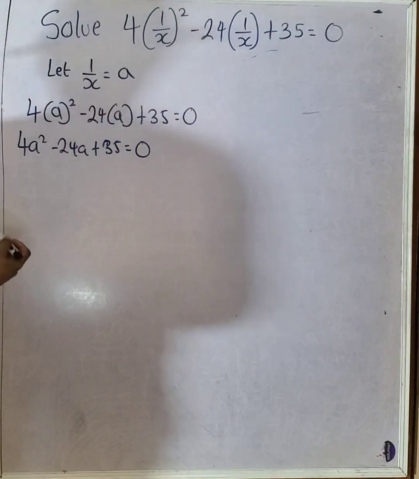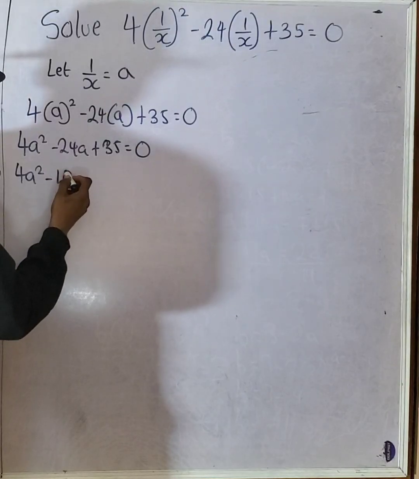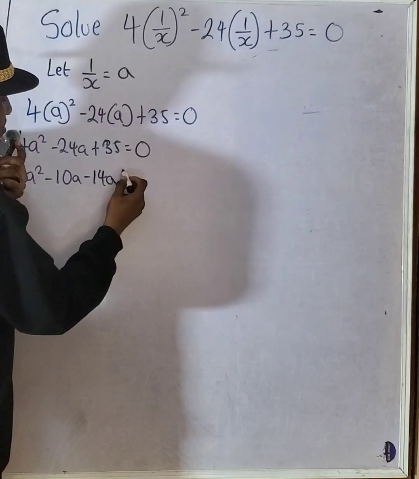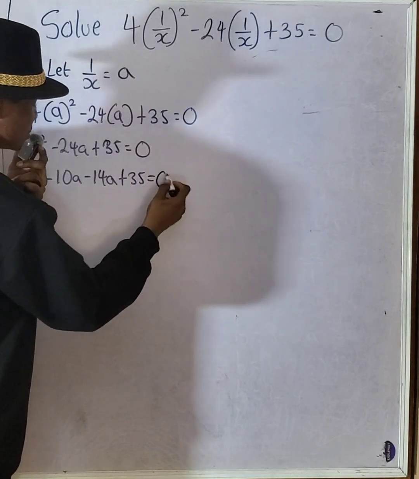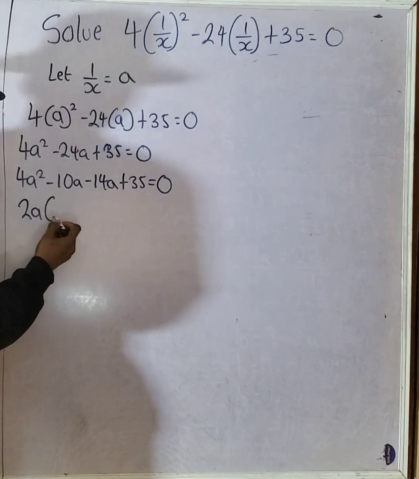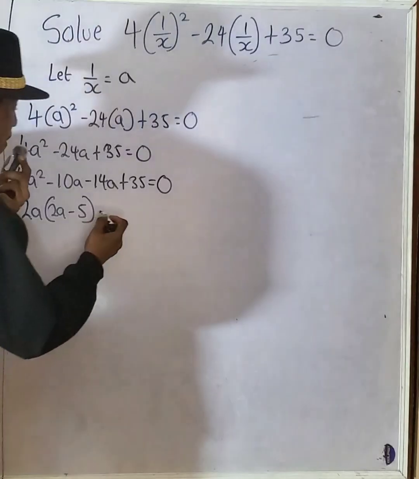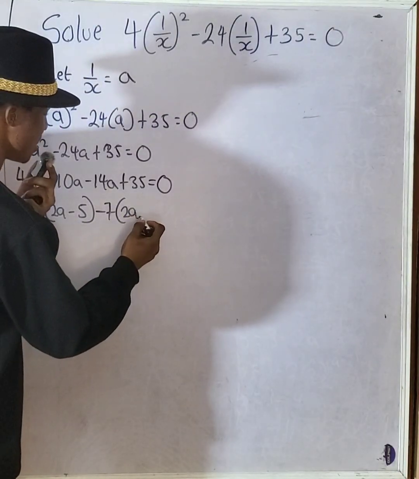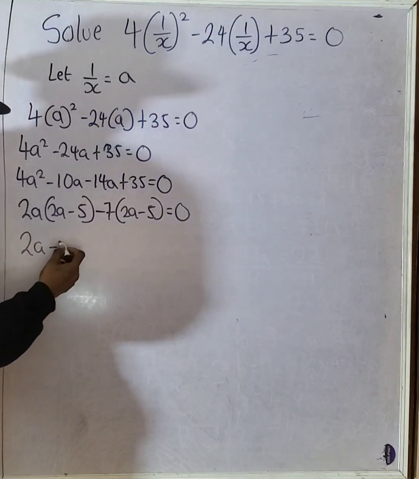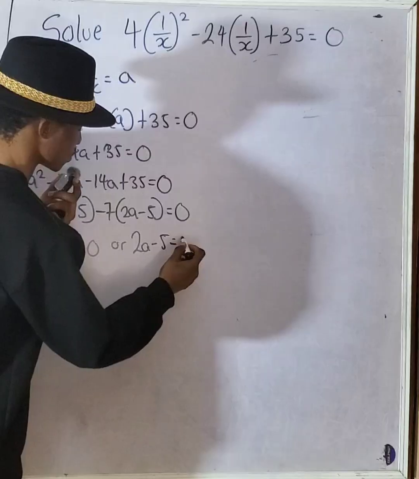To factorize, I'm going to have 4a squared minus 10a, are you getting it, minus 14a plus 35 equals 0. So for this, we are going to have 2a multiplied by 2a minus 5. Are you following? Minus 7 multiplied by 2a minus 5. This will be equal to 0. So 2a minus 7 equals 0, or 2a minus 5 equals 0.